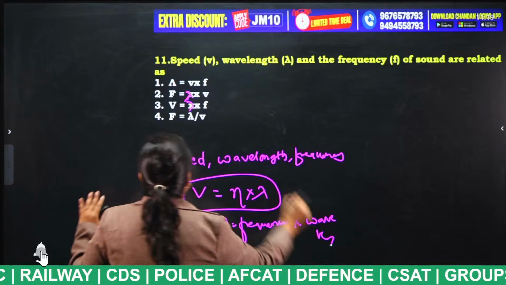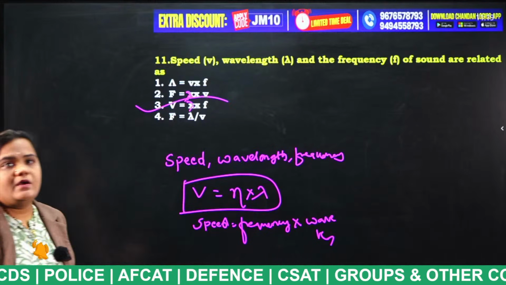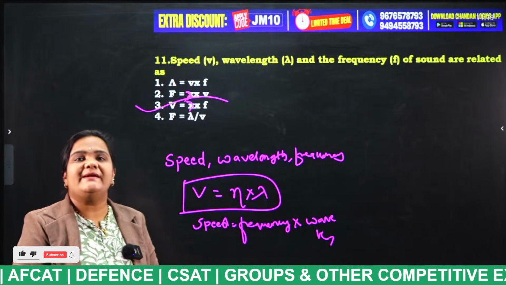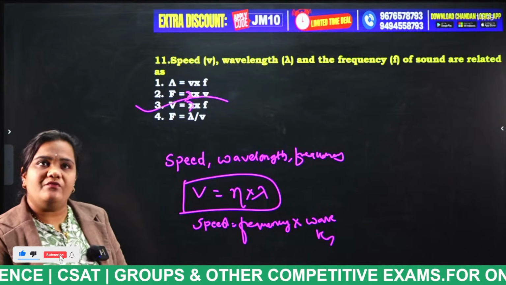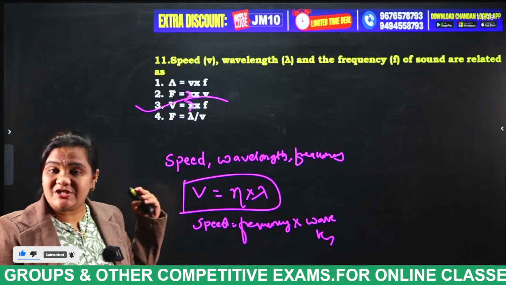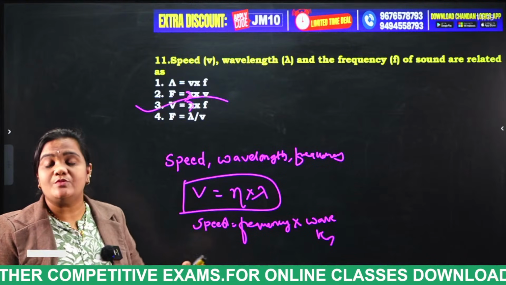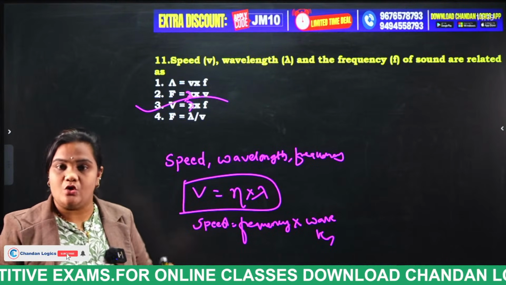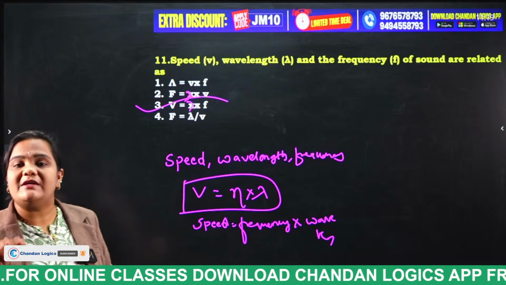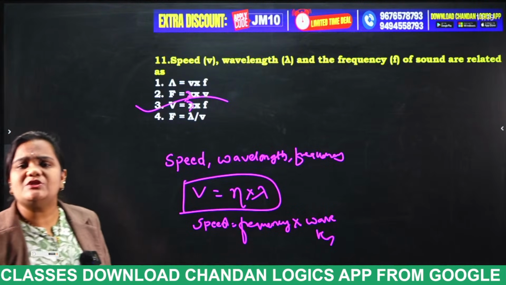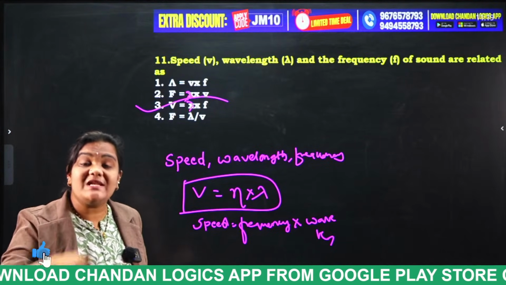Now, what is the answer, student? Option 3. Option 3 is the correct answer. Speed is equal to frequency into wavelength. Very important relationship, students. Even sometimes you may get problems from this formula also. Speed is equal to frequency into wavelength. What is frequency? Number of oscillations per second.